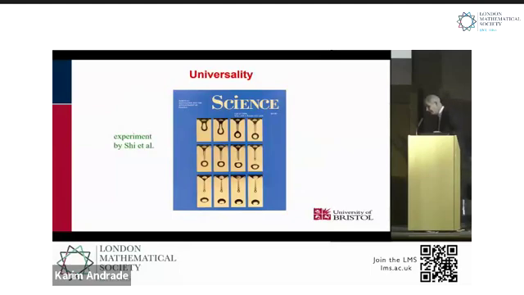Another closely related concept is that of universality. Again, if my singularity evolves on scales completely separated from any externally applied scale, this applied scale can't play any role, and the evolution must be given by the intrinsic structure of the equation.